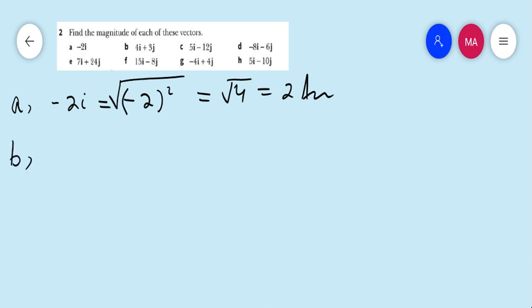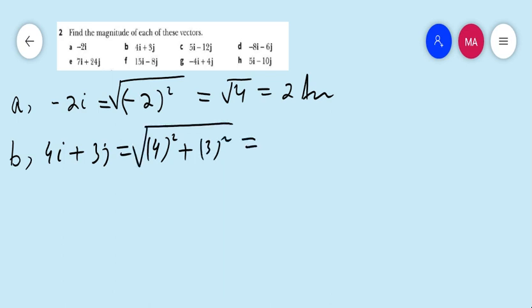Part B, 4i plus 3j. Now 4 squared plus 3 squared, square root. 4 squared is 16, 3 squared is 9. 16 plus 9 is 25, and the root of 25 is 5. Part C, 5i minus 12j.